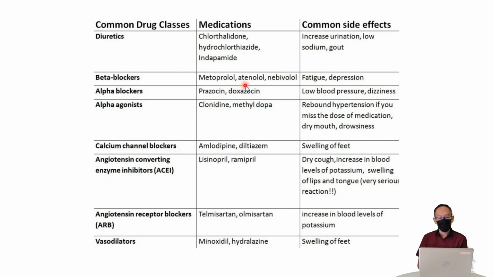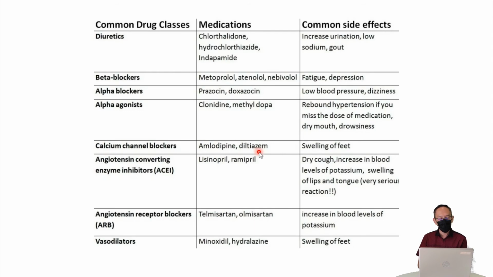Beta blockers, for example metoprolol, atenolol, nebivolol, can cause depression and fatigue. Alpha blockers, like prazosin, sometimes can lower the blood pressure too fast, and some patients tend to get giddy spells. Alpha agonists, which act on the brain, may cause rebound hypertension the moment we stop or miss a dose. And because they are central acting, they can cause some side effects like dry mouth and drowsiness.